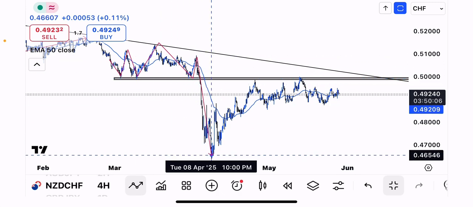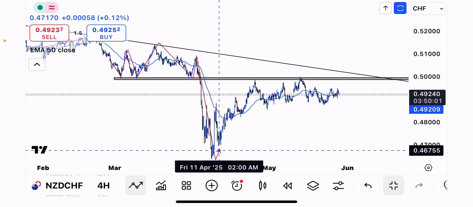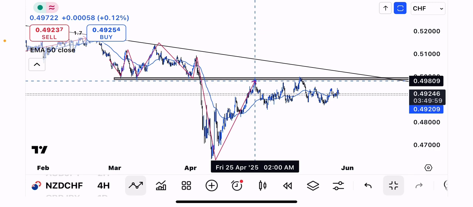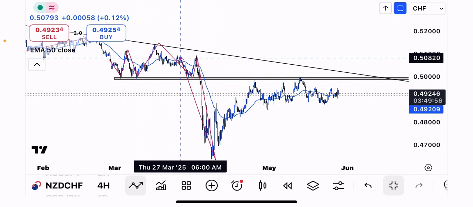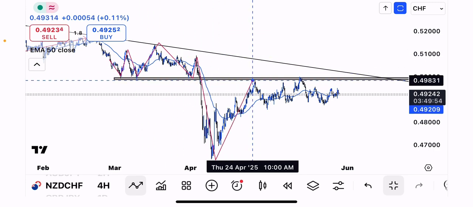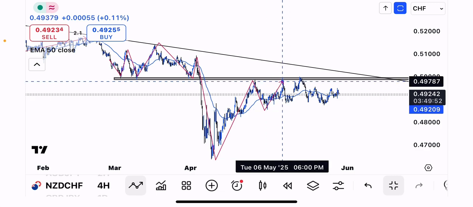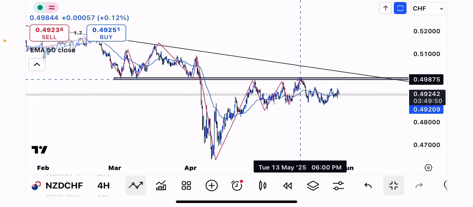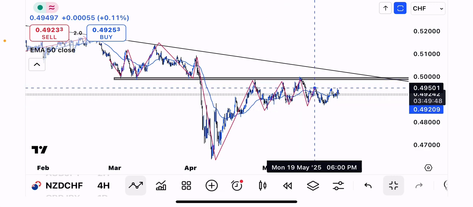So we all know that once a support is broken, it becomes a resistance. So now price bounced to the upside again. Since it's retesting the support now, it's now a resistance, which pushed it to the downside, came back up again, pushed to the downside, and keeps on doing it on and on.